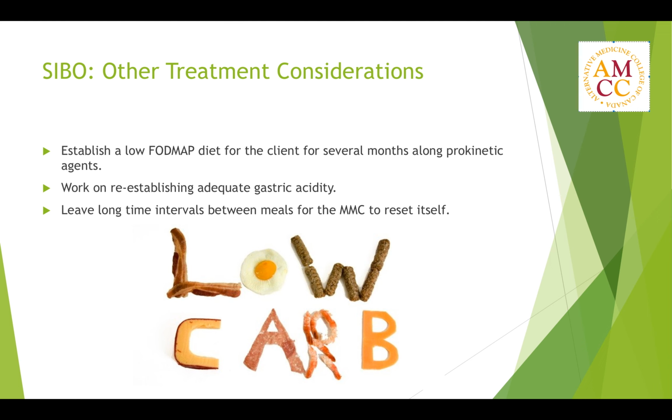Sometimes what's happened in SIBO is that the migrating motor complex was damaged. So you also want to use prokinetic agents, which means agents that help the nervous system in the gut find itself again. So the most common one in the naturopathic world is called Motil Pro, and it's a product that contains 5-HTP, which is a serotonin precursor, a bunch of herbs, and ginger.